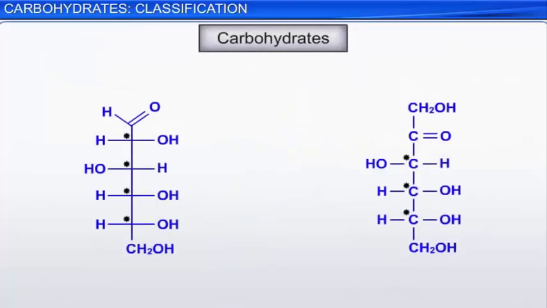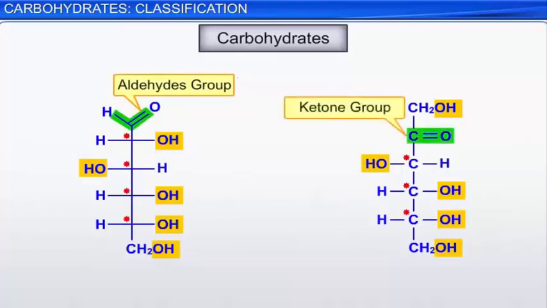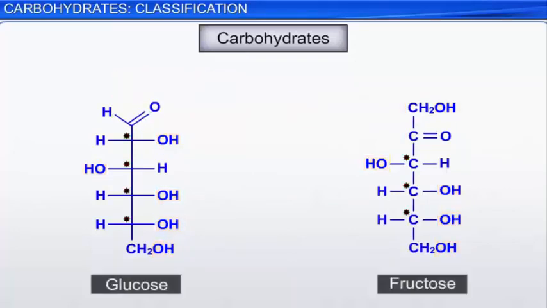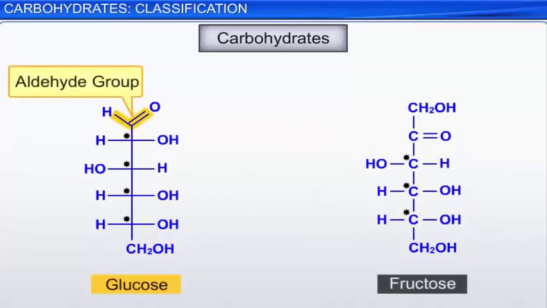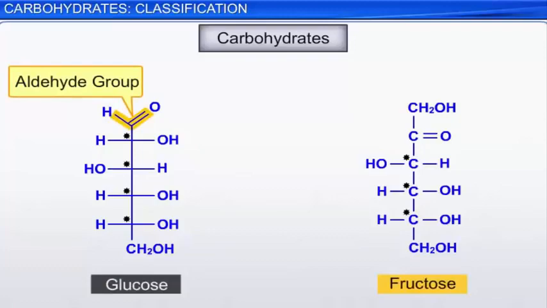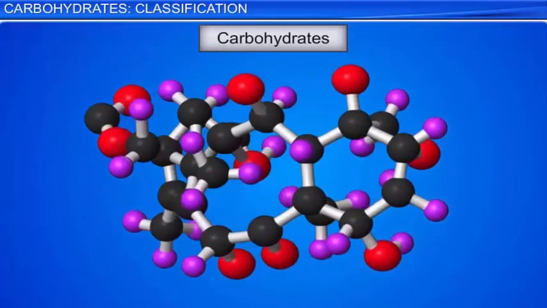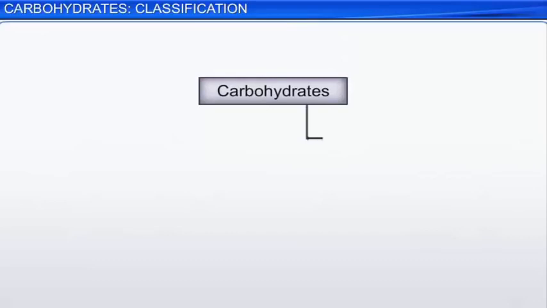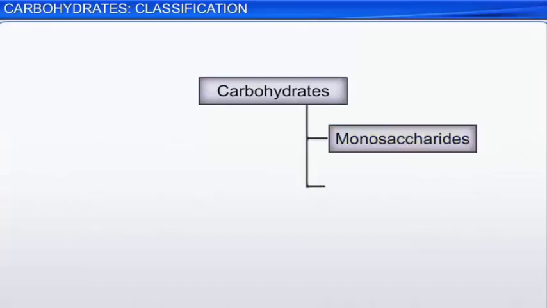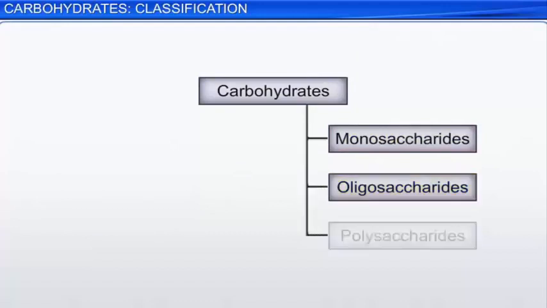To be more precise, we will define carbohydrates as optically active polyhydroxyaldehydes or ketones, or compounds that produce such units when hydrolyzed. For example, glucose is a polyhydroxyaldehyde, while fructose is a polyhydroxyketone. Carbohydrates can be classified based on their behavior during hydrolysis. These broad groups include monosaccharides, oligosaccharides, and polysaccharides.